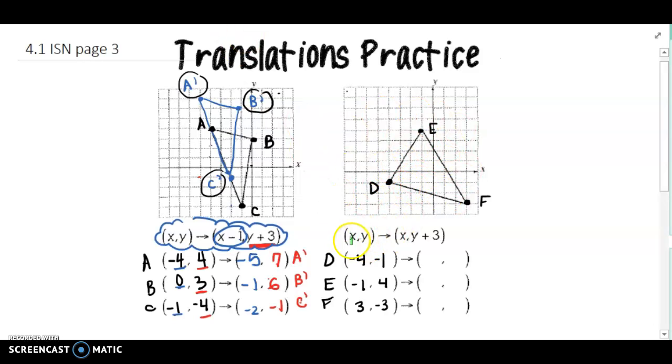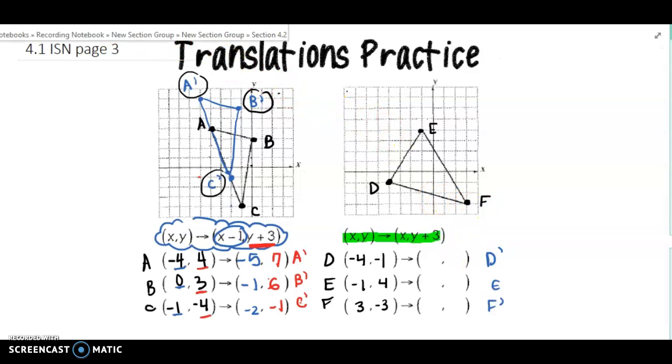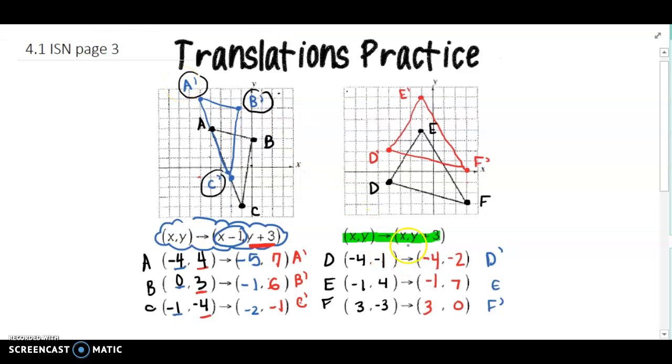All right, now I want you to go and do this second one on your own. So right here is our rule, okay? And I want you to go ahead and change these points, write the new coordinates. So this will be my D prime, my E prime, and my F prime, and then plot them when you're done with that, and then we'll go over it.